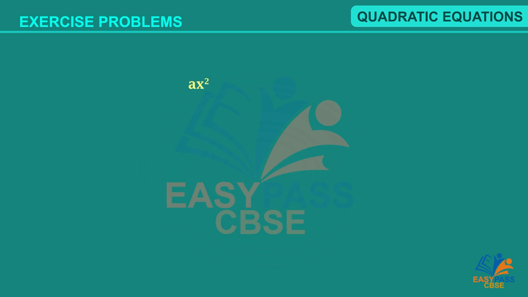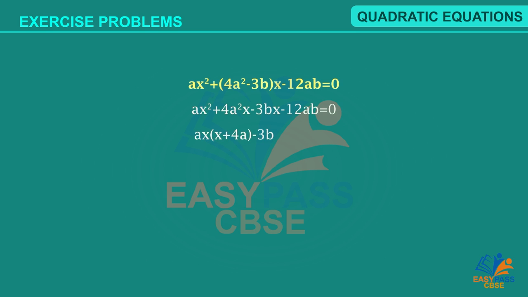ax square plus 4a square minus 3b times x minus 12ab is equal to 0. Now here, it is a ready-made question. Just open the bracket of the second term. You have ax square plus 4a square x minus 3bx minus 12ab is equal to 0. Just take ax common. You have ax times x plus 4a minus 3b common times x plus 4a. So we have x plus 4a times ax minus 3b is equal to 0.